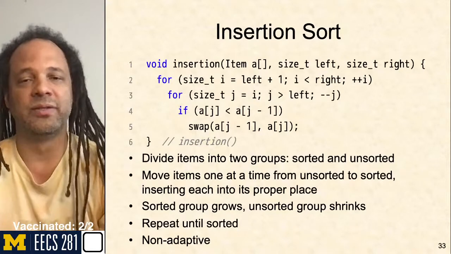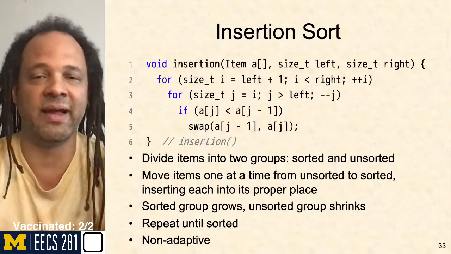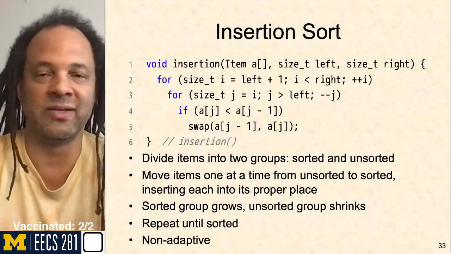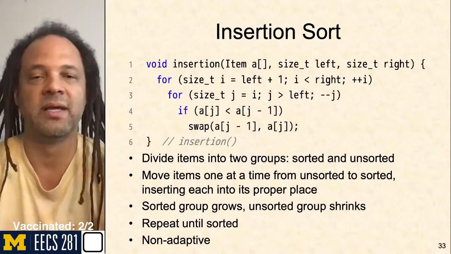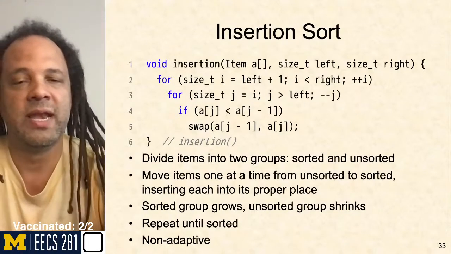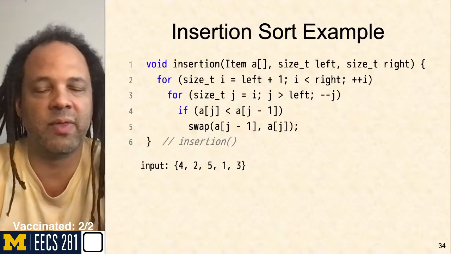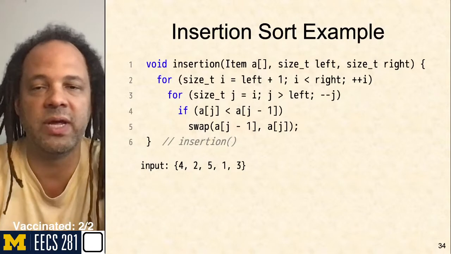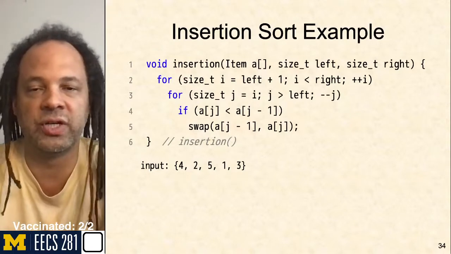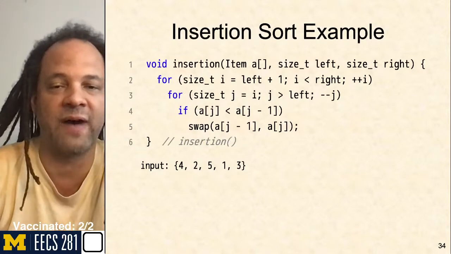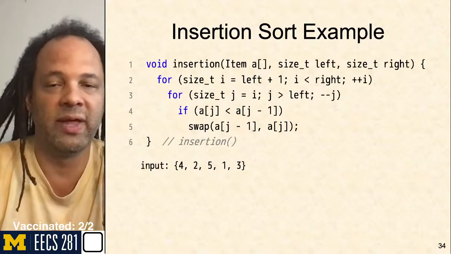There's one comparison in the entire thing, right? If a sub j is less than a sub j minus 1, that's the only comparison that we write other than our for loops. So not adaptive. In our insertion sort example, we'll start here with our same data, 4, 2, 5, 1, 3. As we start to do our insertions, we note that 4 is already sorted. All I have to figure out is where to put 2, 5, 1, and 3 with relation to 4.